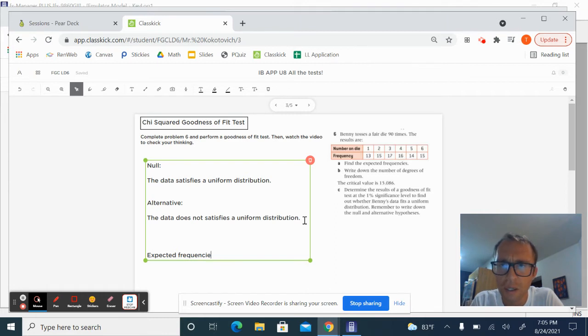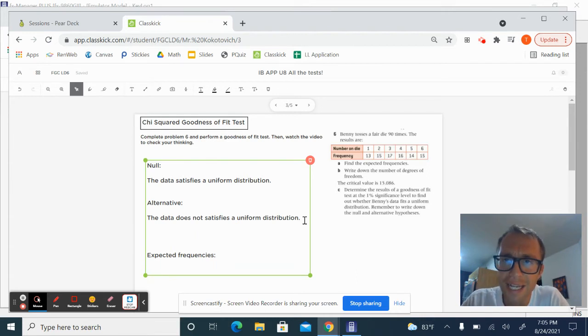So our expected frequencies, for goodness of fit, we need to figure out our expected frequencies. Benny tosses a fair die 90 times, and if this is a fair dice, then it should fall equally on 1, 2, 3, 4, 5, and 6. So I'm looking at doing 90 divided by 6, which is 15. I'll double check that so that I don't make a mistake. 90 divided by 6 is 15. So 15 is our expected amount for each one. Each number should show up 15 times.